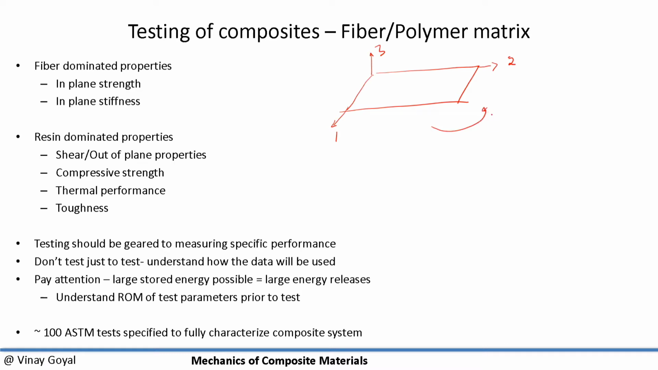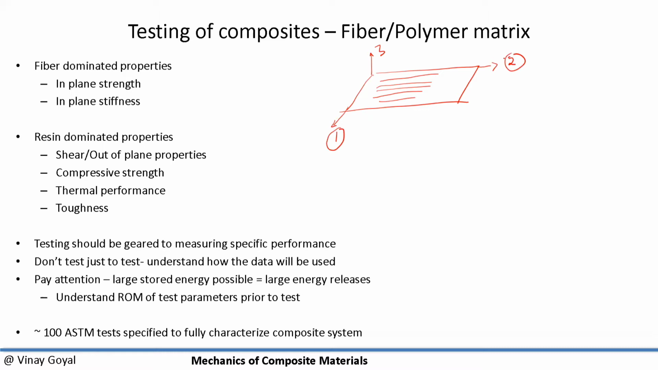When I look at the fiber dominated properties, you have the in-plane strength and the in-plane stiffness. So you're going to have to look at that in-plane strength and in-plane stiffness. And those properties tend to be the ones that reside in the 1-2 plane. So that's where you're going to find those.